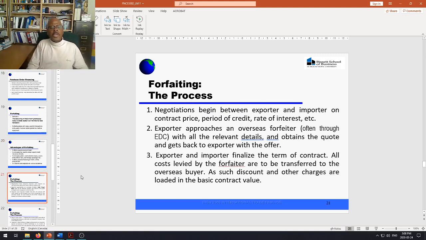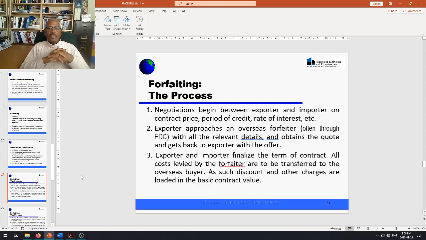So here's how the process works. The exporter and the importer start negotiations, and they agree on a contract price and a period of credit, so a year, 2 years, 3 years, 4 years, up to 7 years, which is medium term. They also agree on the kind of interest rate that might apply in the terms of trade. So if they're giving you a year and a half, 2 years, and so on, the terms of trade will include some sort of interest rate for that period.